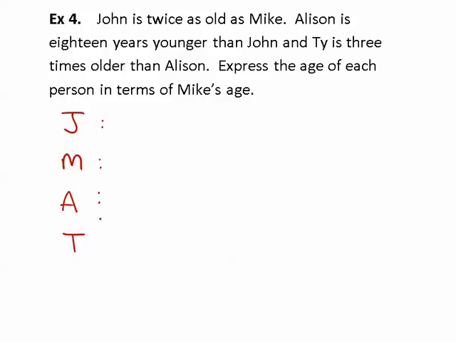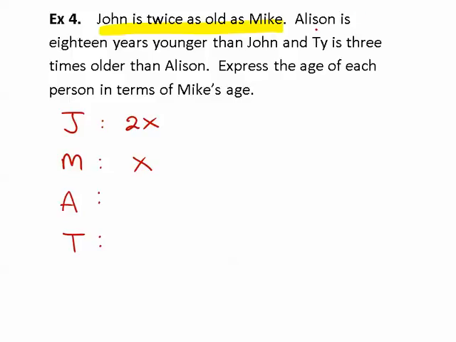Now, one of these individuals will be X, and it's the person that we know the least about. From the first sentence, it says John is twice as old as Mike. So far, we know the least about Mike, so Mike will be X. Well, John is twice as old as Mike, so how do you say twice as old as Mike, which again is X? Twice as old as Mike would be 2X.